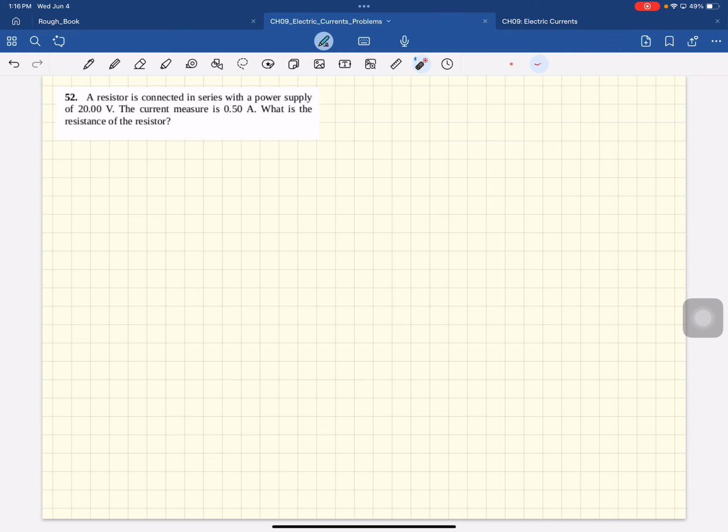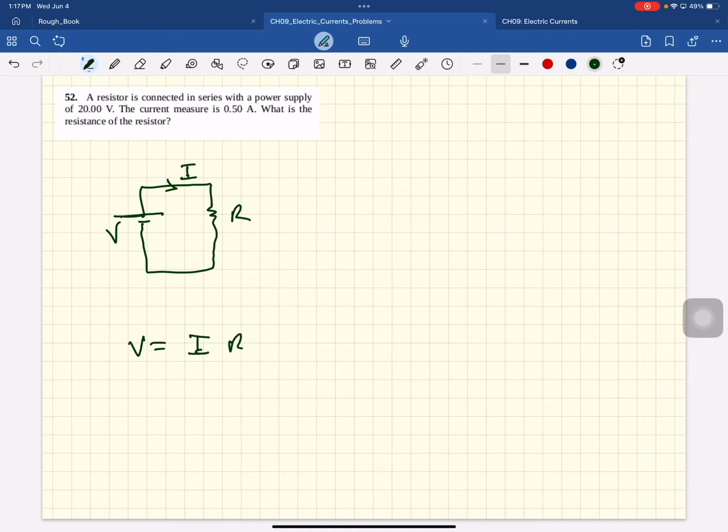Okay, this says a resistor is connected in series with a power supply of 20 volts. The current measured is 0.5 amps. What is the resistance of the resistor? Again, this is easy. This is just plain old Ohm's law. V equal to I R. Volts over amps is ohms.